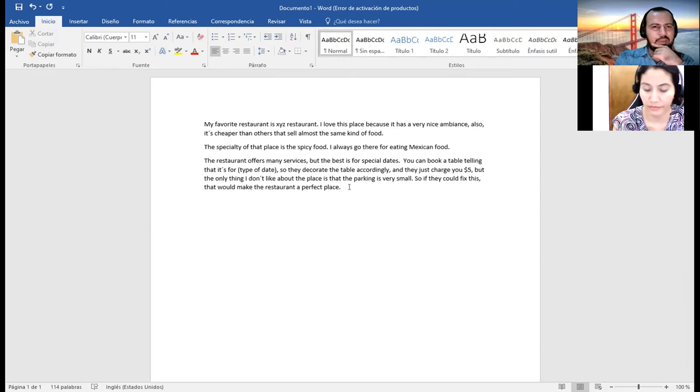Maybe in this case you focus more on the ambience and probably the benefits for events or special dates. Not too much on the food. However, that's okay because you focus on one aspect of the restaurant that you feel is appealing. So I agree with you. And besides that, is there anything else that you have doubts about, the FANBOYS or the comparative adjectives?